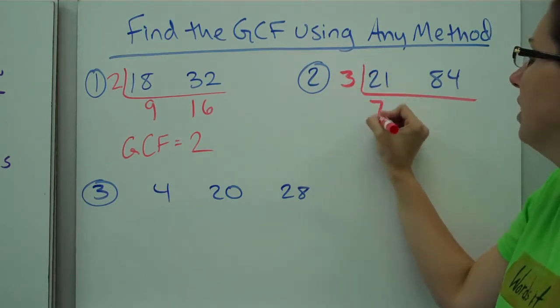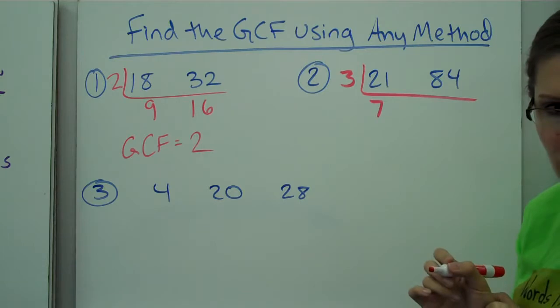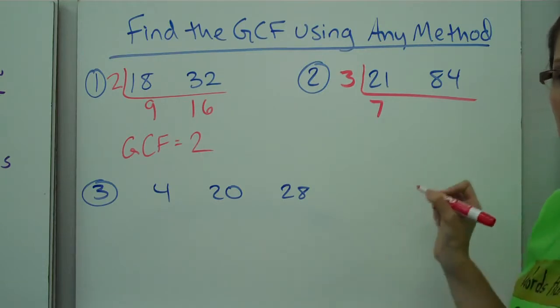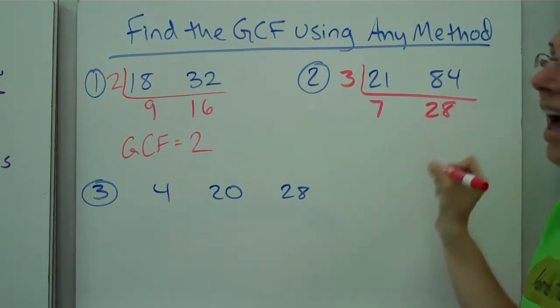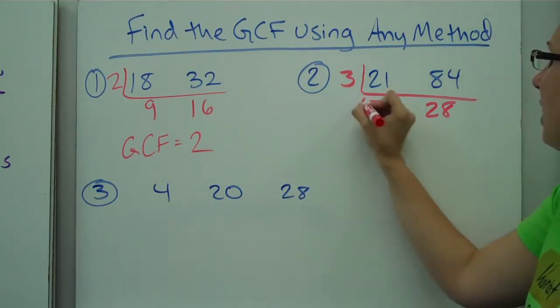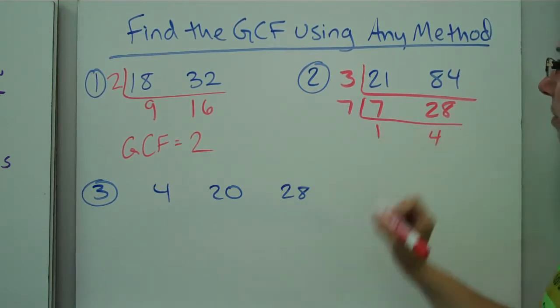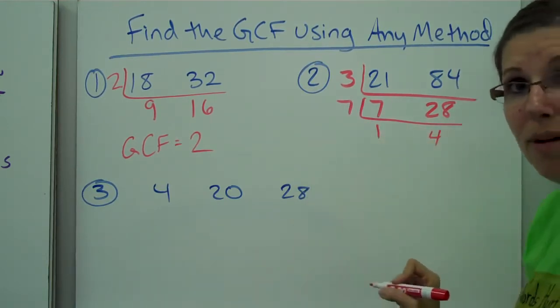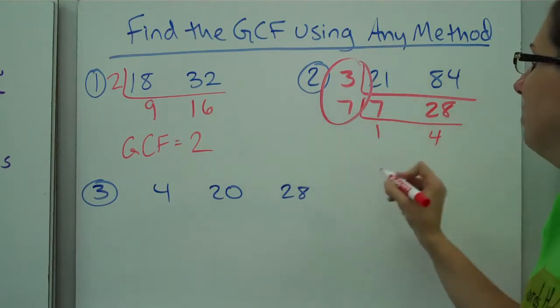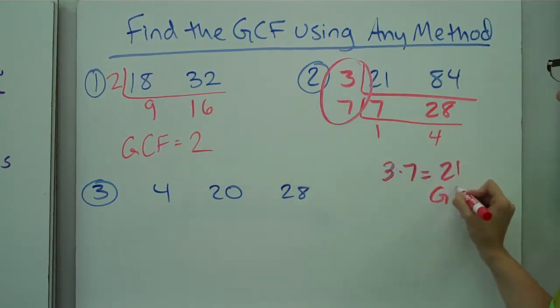3 goes into 21 7 times. 3 goes into 84 28 times. Again, I had to do that one on paper before I put it up here. Then I've got 7 and 28. I know that 7 goes into both of these numbers, and I'm all done here pulling out my factors. If I multiply 3 times 7, I get 21, and that's my GCF.